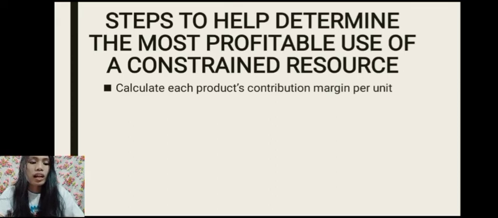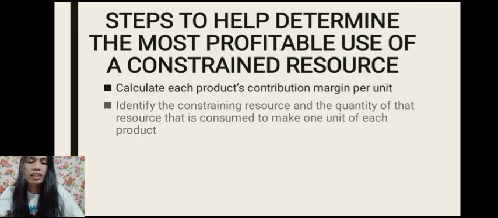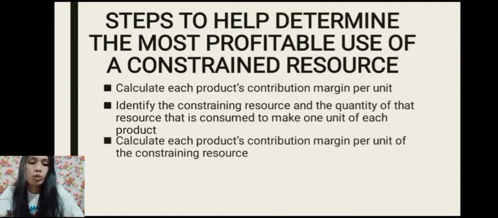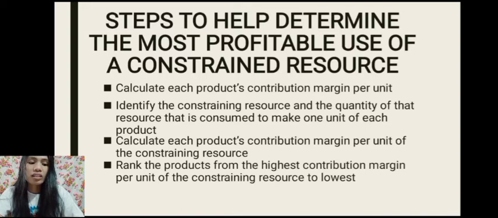So first, calculate each product's contribution margin per unit. Second, identify the constraining resource and the quantity of that resource that is consumed to make 1 unit of each product. Third, calculate each product's contribution margin per unit of the constraining resource. And last, rank the products from the highest contribution margin per unit of the constraining resource to lowest.